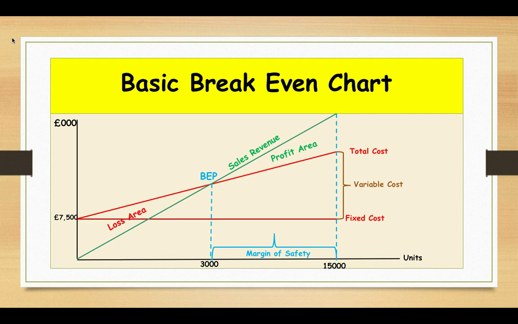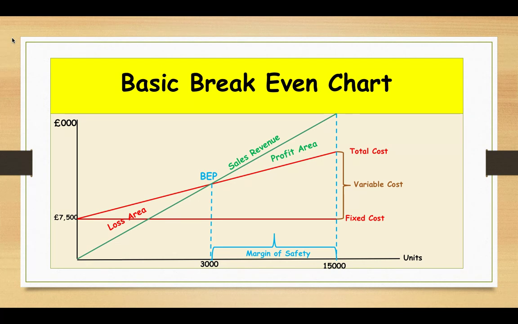We are going to see a basic break-even chart showing the margin of safety. We have seen this chart in our previous videos, but we are going to have a quick look at this. If you look at this graph, the break-even point is 3,000 units. That means until 3,000 units, the company is not going to make any profit. At 3,000 units, there will be no profit, no loss.